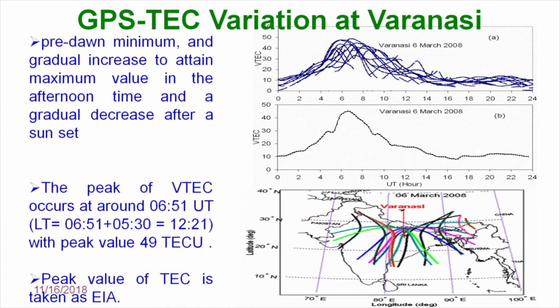Over 24 hours, the maximum variation is found at noon time, around 12 o'clock, or 6 UT. UT is the universal time. So, in local time, that is IST, around 12 it is a maximum, and then in the night and the morning the total electron content decreases, because the electron content is produced due to photo ionization. The radiation coming from the sun ionizes the ionosphere. So, at noon time the total electron content is maximum.